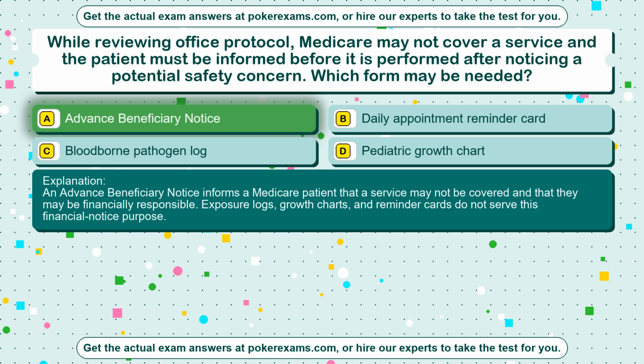An advance beneficiary notice informs a Medicare patient that a service may not be covered and that they may be financially responsible. Exposure logs, growth charts, and reminder cards do not serve this financial notice purpose.